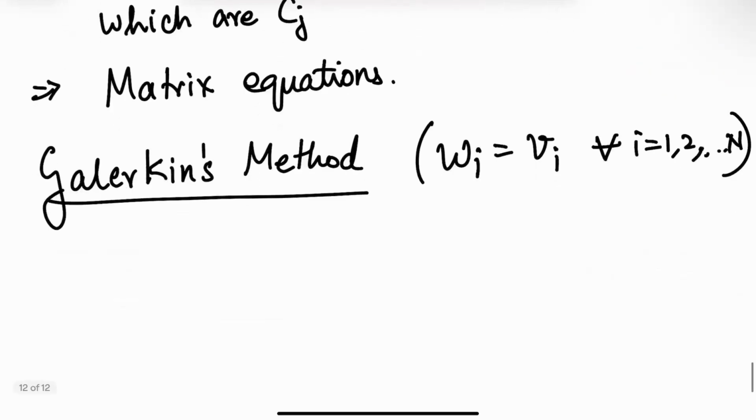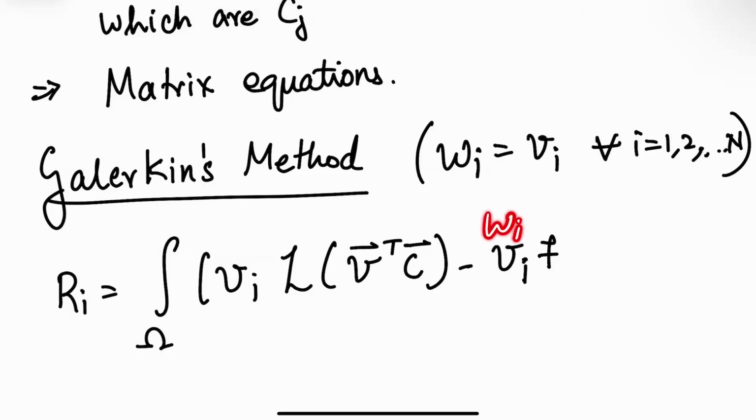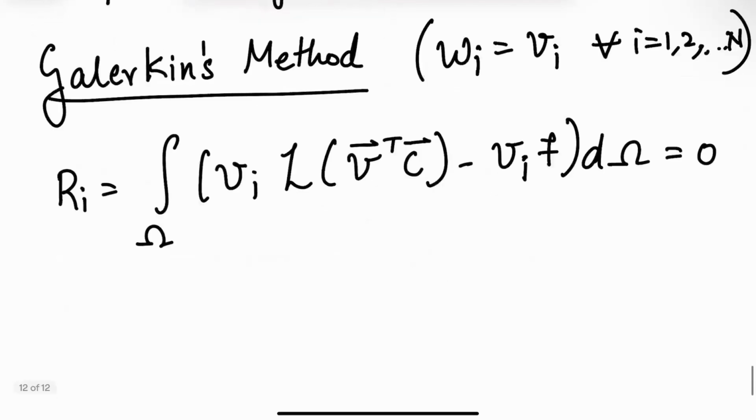So if I do this, then my residual function is the integral over the entire domain of the weight, which is now equal to Vi, it's the same as Wi, times this operator acting on phi tilde, which is V transpose C, minus f. Sorry, this is also the weighting function, Wi, which is now equal to Vi, times d omega, and this must be 0. So this is the set of equations, right?